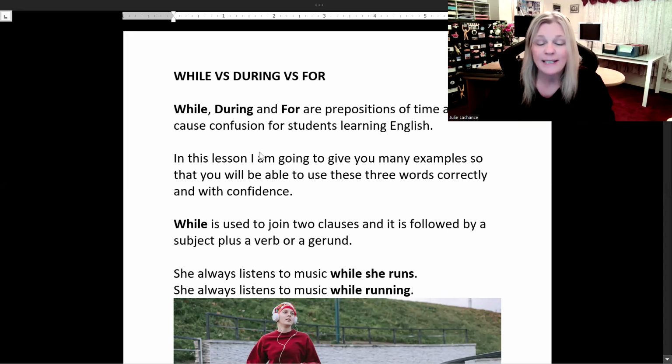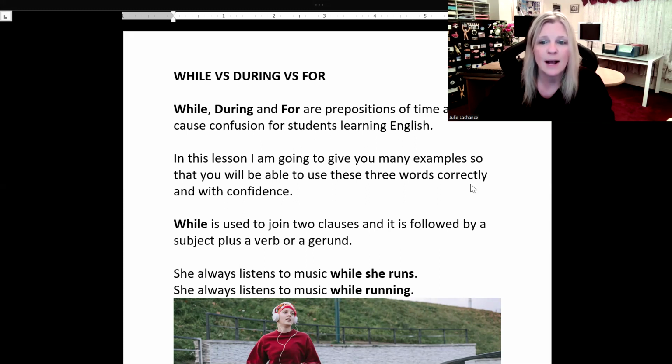So it's really quite easy if you just follow these little rules, and then you'll be fine using these three little words, while, during, and for. Okay, so while, during, and for are prepositions of time and may cause confusion for students learning English. In this lesson, I'm going to give you many examples so that you will be able to use these three words correctly and with confidence. So let's start with the word while.